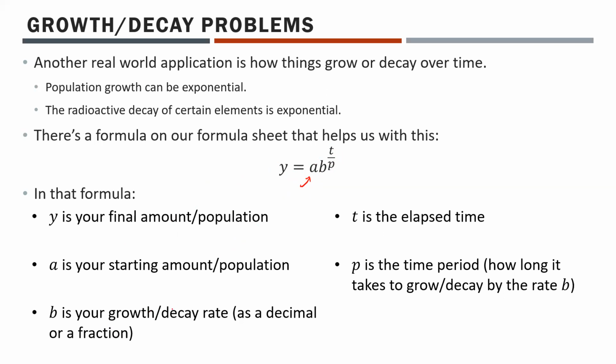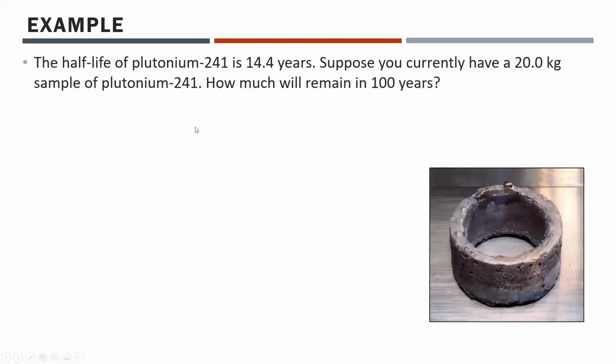B is your growth or decay rate as a decimal or as a fraction. Remember, if b is bigger than 1, you're growing. If b is between 0 and 1, you're decaying, right? T is the elapsed time, so it's how much time has passed since this growth or decay thing was watched. And then p is the time period, which is one of the fancier things here. That's just how long it takes for it to grow or decay by the rate b. So if I told you it doubles, b would be 2. If it doubles every 5 years, well, then p is 5 years. So p would be the denominator, the exponent there. Anyway, let's see an example.